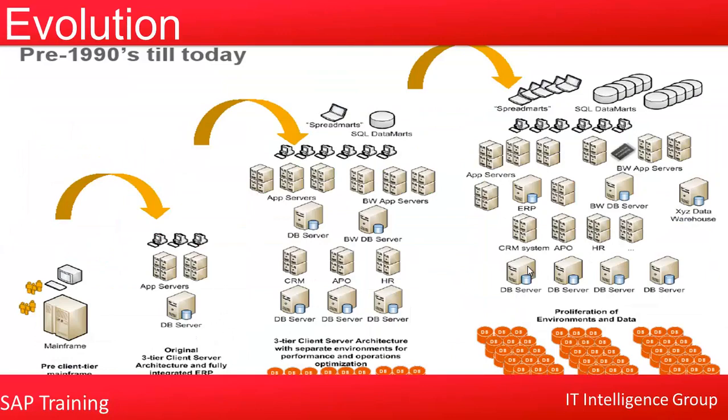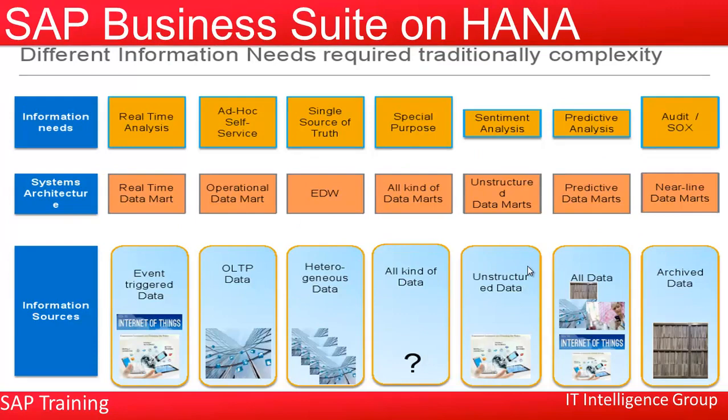Now this is basically an evolution since 1990 or prior to that, showing how the technology has evolved. I won't go into the details of this. Different information needs require traditional complexity. You can see the different types of data and how it is coming up: event triggered data, OLTP transaction data, data warehouse, different kinds of data marts, unstructured data, social media data, internet data, archive data. You can see that the data is increasing like anything.